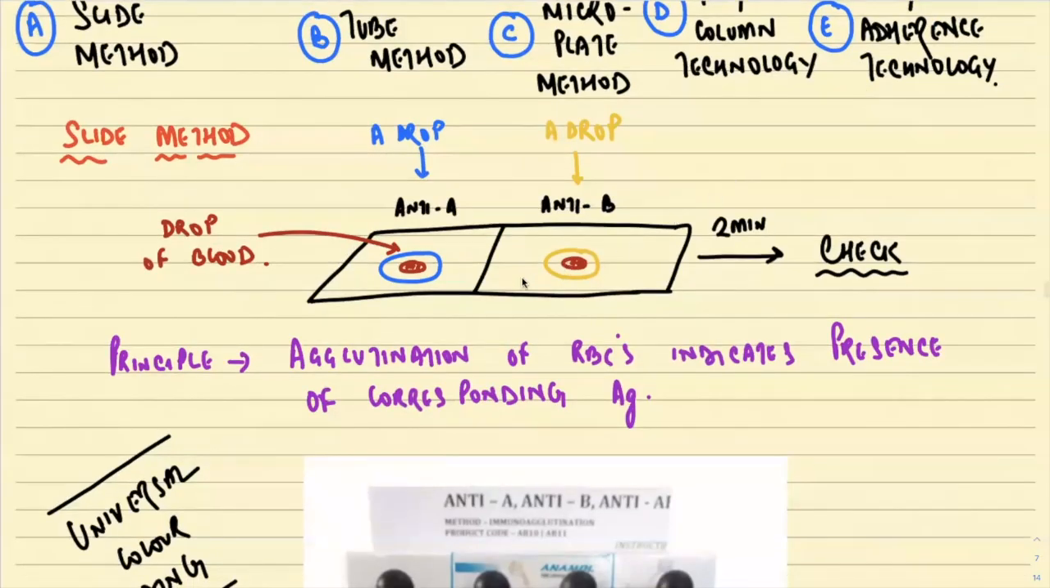In the slide method, what I am doing is, I have taken a drop of blood over here, and this is the forward grouping that I am talking about. This blood is taken from the patient. To that, I have added a drop of anti-A, which is company manufactured. Anti-A reagent I have given, and over here anti-B I have given. Then I have added the drop of blood. I should give around 2 minutes of time, mix this entire mixture, and then check if any agglutination is present. Presence of agglutination of the RBC indicates the presence of that particular corresponding antigen.